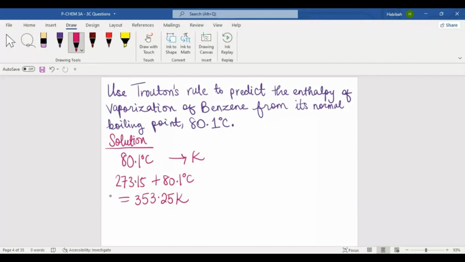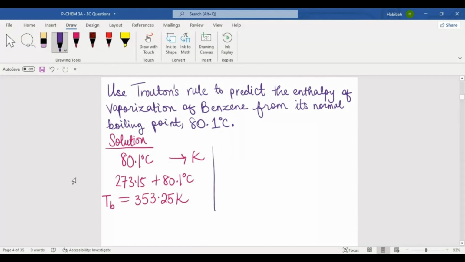So this temperature, and whenever you're dealing with Trouton's rule, is just going to be TB, so the boiling point temperature. So that is it. Now to write out our second parameter, we're not giving a second parameter, but in order for you to know what to do next, you have to know the formula for Trouton's rule.